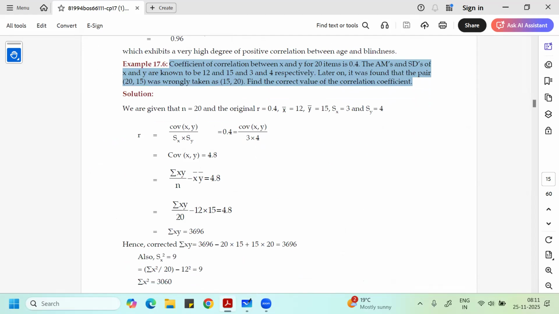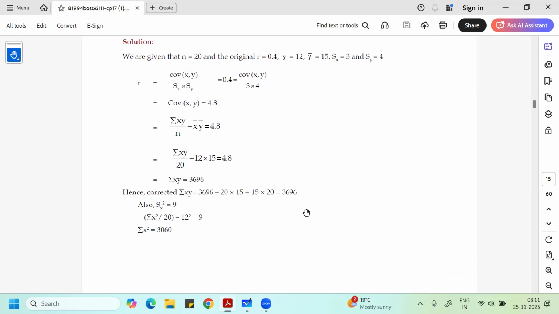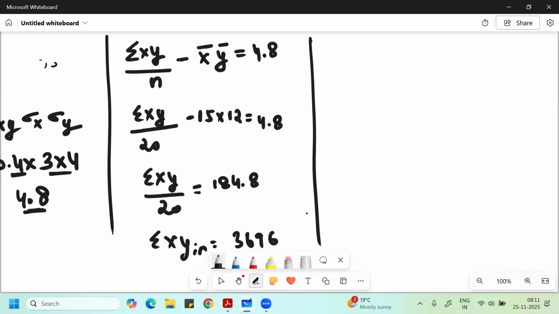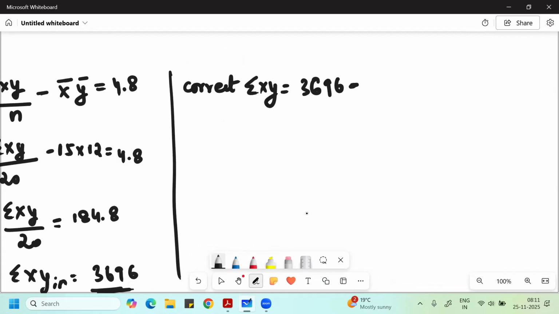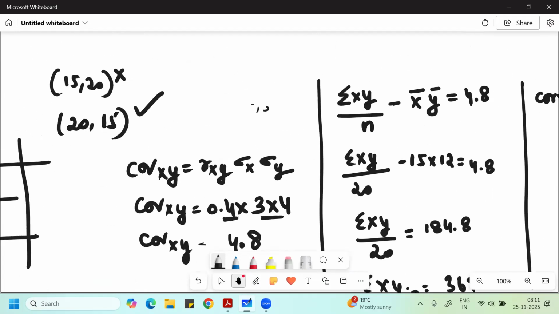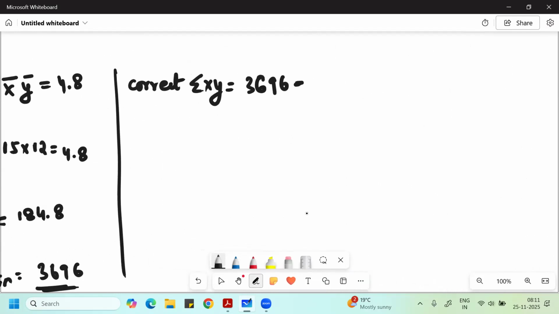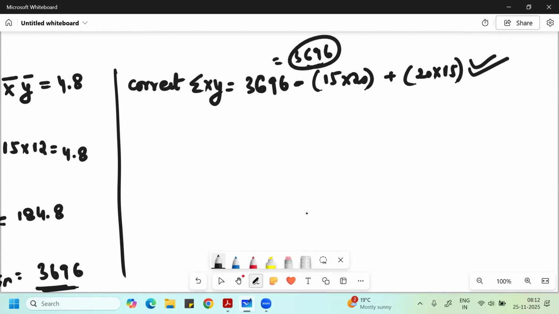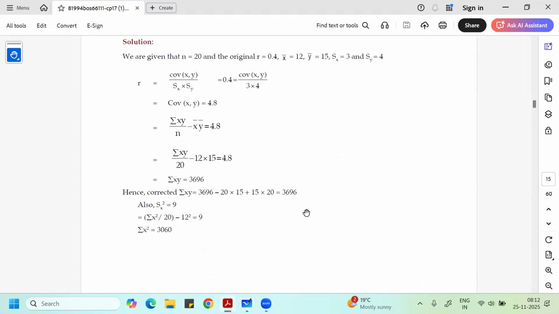Once I get the incorrect sum of xy, if you want to find the correct sum of xy, from 3696 you have to subtract the incorrect pair. The incorrect pair was 15 comma 20, and add the correct pair, that is 20 comma 15. I don't think your answer will change. Your answer will still be 3696 only. So the correct sum of xy is also 3696.